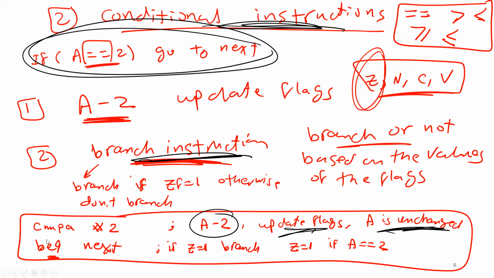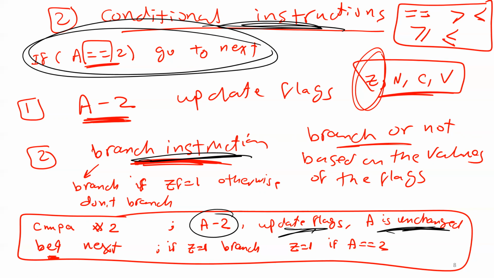After this, I'm going to use one of the conditional branch instructions. For example, if I'm interested in equal, I'm going to use branch if equal. Equal means the zero flag is 1. If A is equal to 2, the subtraction is going to put 1 in the zero flag, and this instruction is going to branch if the zero flag is 1. Okay, guys? That's how we're going to do it all the time.